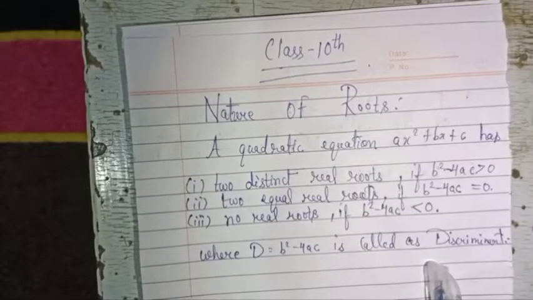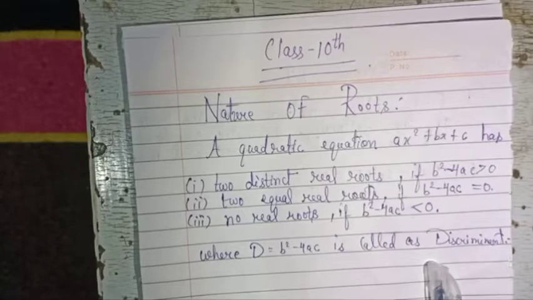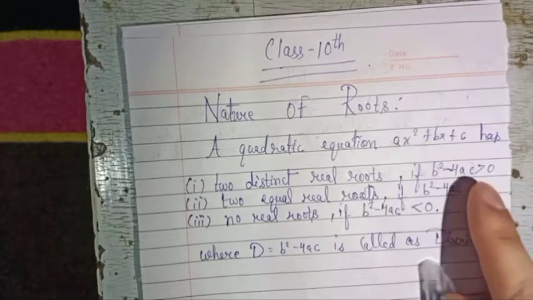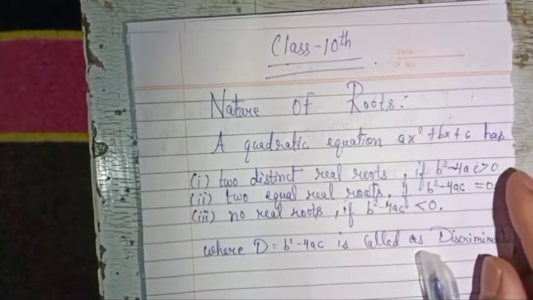So, a quadratic equation ax square plus bx plus c. We know that the general form of a quadratic equation is ax square plus bx plus c. Then there are three conditions. First one, two distinct real roots. If a quadratic equation ax square plus bx plus c has two distinct real roots, then the condition will be b square minus 4ac is greater than 0.